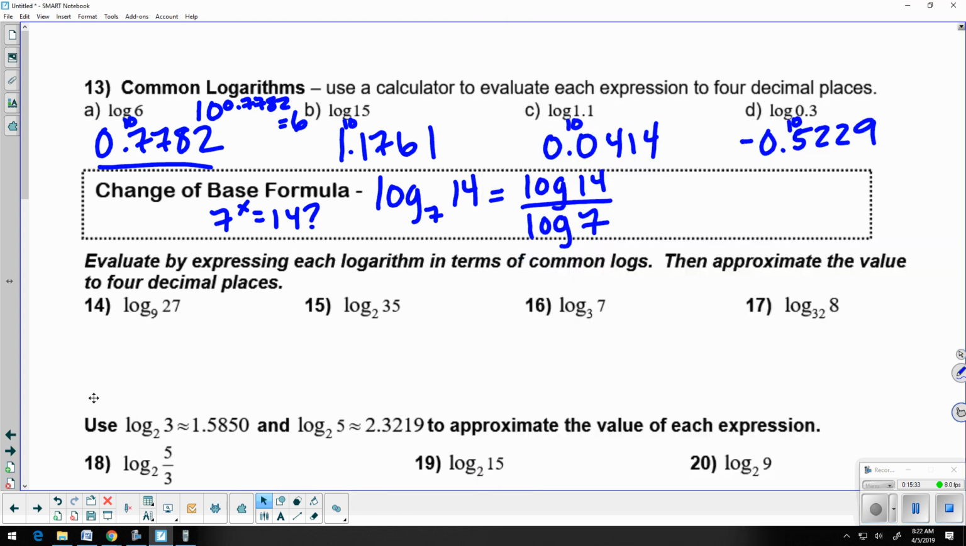We're going to practice using that for the next examples that you see, evaluating each expression in terms of common logs and approximating the value again to 4 decimals. So for number 14, we could probably actually do this one because it's 9 to what power is going to be 27. We could work this one out. But we could also just use a change of base, doing log of 27, dividing it by log 9, and then getting to our solution.